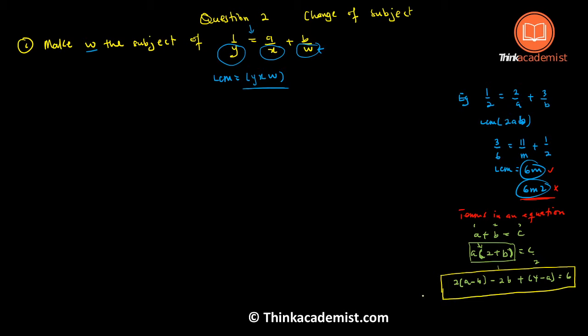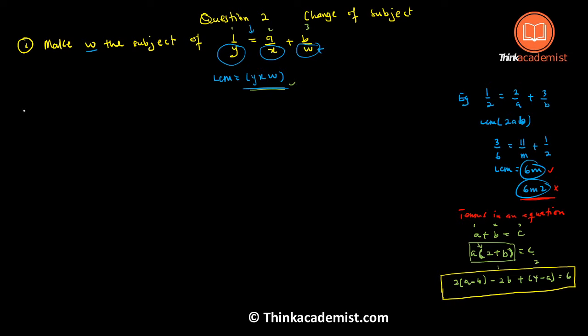Okay, without wasting time, let's move on to our calculation. So our calculation, we've established that this is our LCM. We've established that we have 1, 2, 3 number of terms. Okay, so if you have 3 terms, then it basically means that this LCM, we are going to use it to multiply 3 terms in this particular equation that we are supposed to make W the subject.